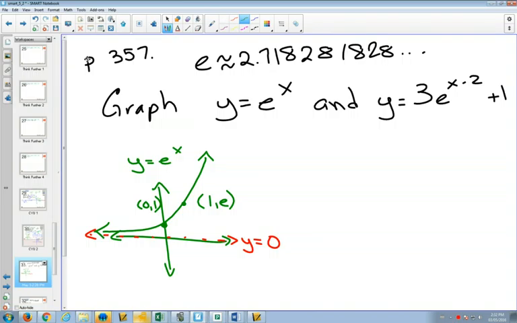I think on your formula sheet, if you don't have one handy, they might even have e on your formula sheet, so that if you forget that it's about 2.7, it's on there. Is it? Or did they take it off? No, it's not on there anymore. Okay, well, you just have to remember that it's 2.7.